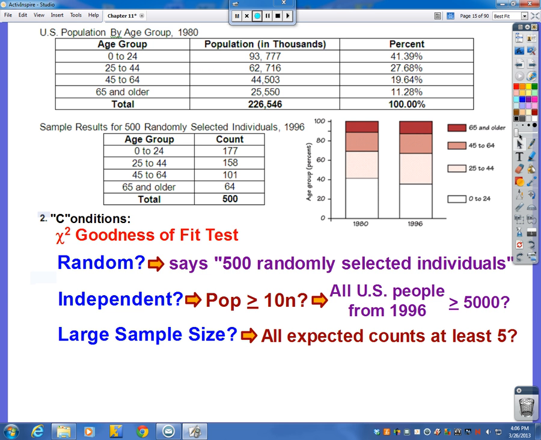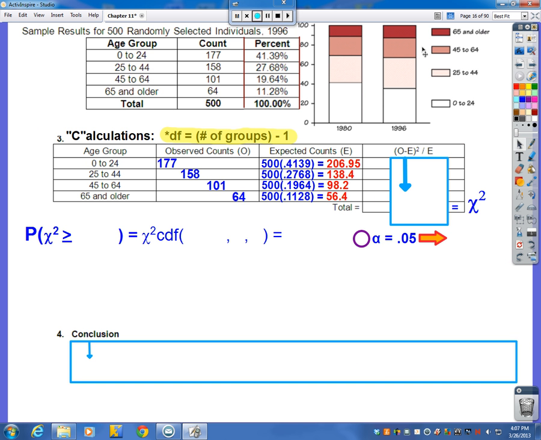Large sample size is going to be the name of our third condition, and all we're going to have to check is, are all expected counts at least 5? Well, we don't really know the expected counts at this point. So you can go ahead and write this, and we're going to have to come back later and verify whether this is true or not. I almost feel like you could do the calculation part second and then the condition part third before you write your conclusion fourth.